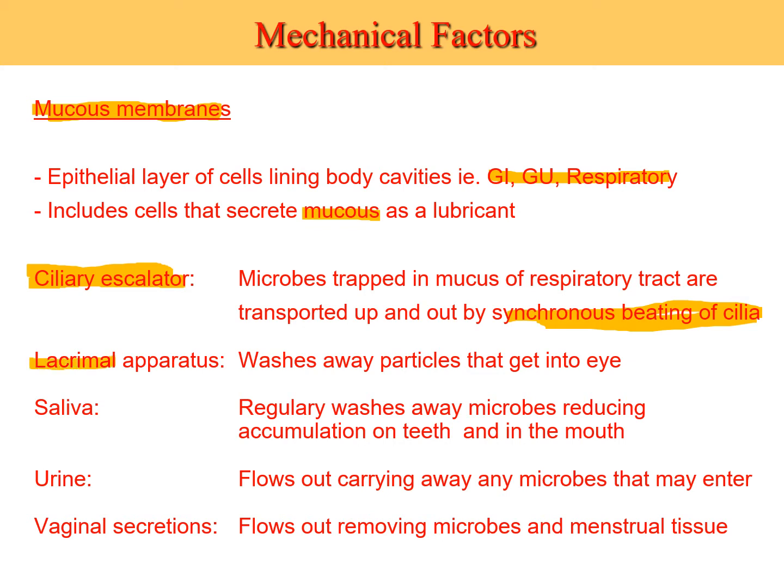The lacrimal apparatus, these are the structures that produce tears. They wash away particles that get into your eye. Saliva also is part of the mechanism of protection associated with mucous membranes, regularly washing away microbes that might accumulate in the teeth and in the mouth. Urine has an effect. The urinary tract, as part of the genitourinary tract, is lined with mucous membrane, and the urine flows and carries microbes away. So the flushing action of urine is important in terms of protection against pathogenic organisms. Vaginal secretions, the mucosal secretion lining the vagina, also help remove any microbes and menstrual tissue that are present. So those act as important barriers.